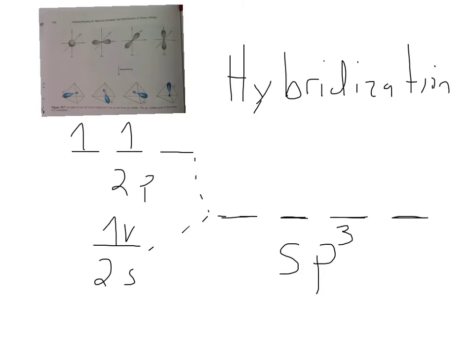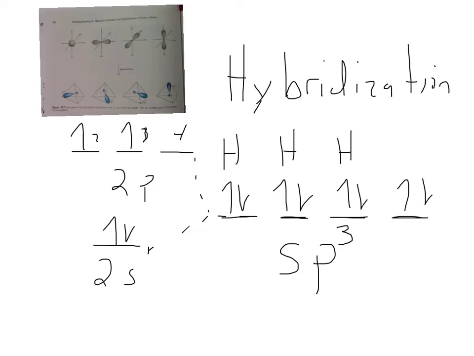For every 1 atomic orbital that goes in, 1 hybrid orbital must come out. So there are 1, 2, 3, 4 atomic orbitals going in, and we have to get 1, 2, 3, 4 hybrid orbitals coming out. Those 4 electrons are now distributed over the 4 hybrid orbitals, and now the hydrogens can come in and overlap their 1s orbitals, with their 1 electrons in them, and form those 4 bonds.